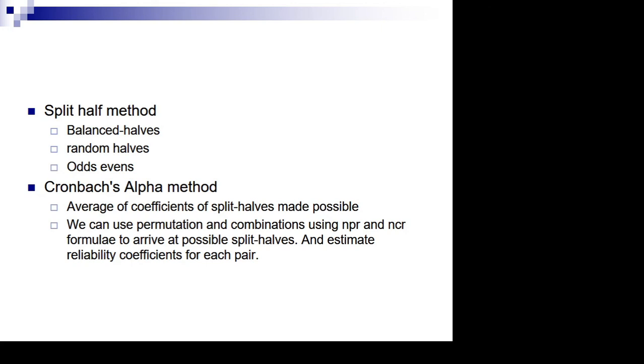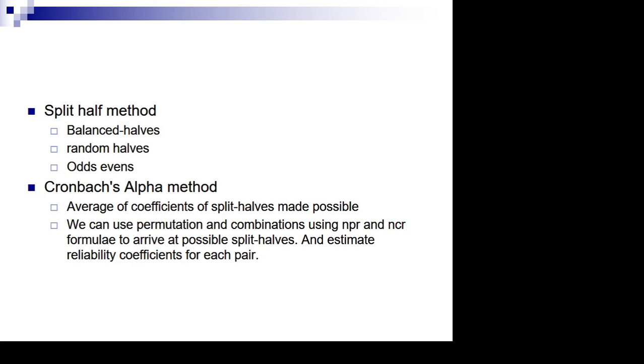The last one is called odds evens method. This is also another type of split half. Here, all these 25 items are listed and I pick the odd numbered items as the first half and the even numbered items as the second half, and then establish the relationship between these two halves, which gives me the internal consistency coefficient or reliability.